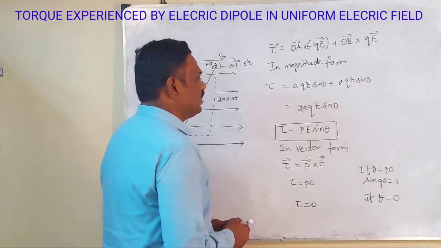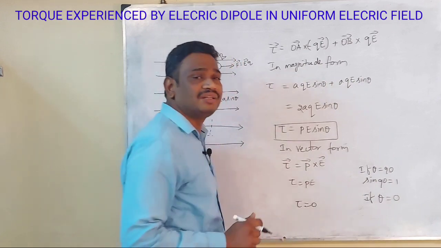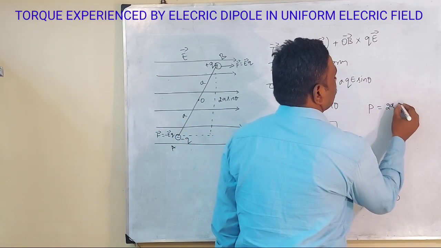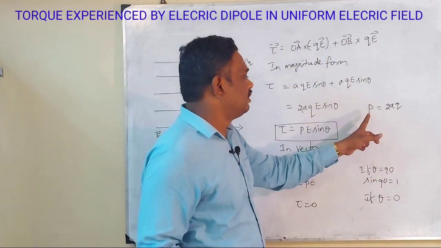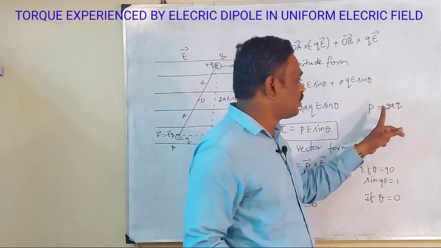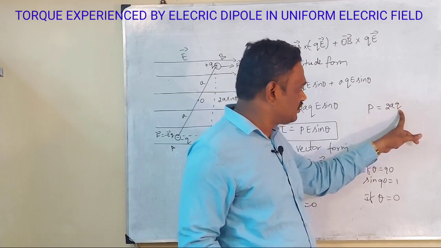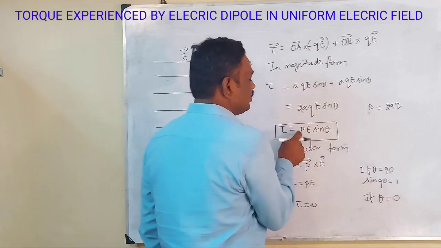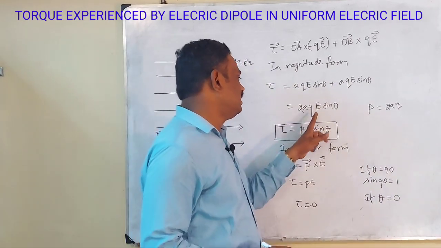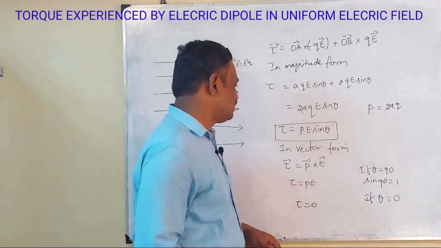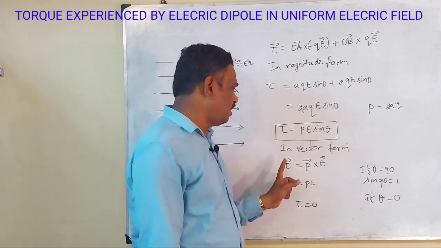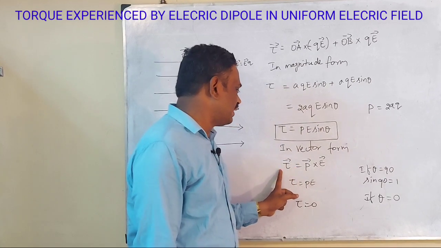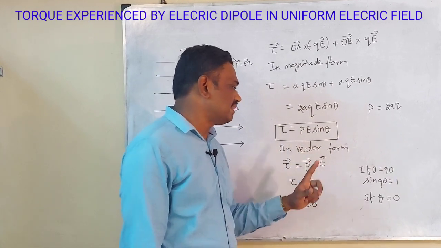Here we know that 2aq is nothing but the dipole moment, that is p. Dipole moment is defined as the product of the magnitude of any one of the charges into the distance between the two charges. So instead of 2aq I am going to use p. So pE sin theta. If you want to write it in vector form, remove the sin theta and use the cross product. Tau vector is equal to p vector cross E vector.